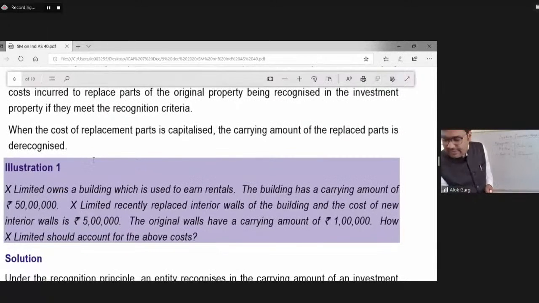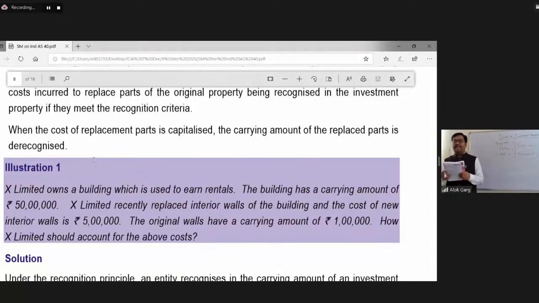Yes. So X Limited owns a building which is used to earn rentals. So it is an investment property because the objective is to earn rental. The building has a carrying value of rupees 50 lakh. X Limited recently replaced interior walls of the building and the cost of the new interior wall is 5 lakh. So the cost of the building is 50 lakh, the cost of the wall is 5 lakh, and the original walls have a carrying amount of rupees 1 lakh. Here the cost of the original wall is also given, which is 1 lakh. How should X Limited account for the above cost?